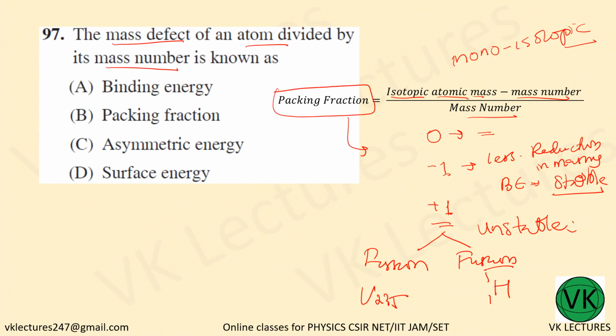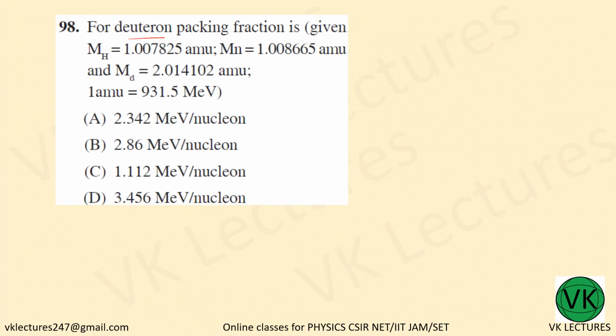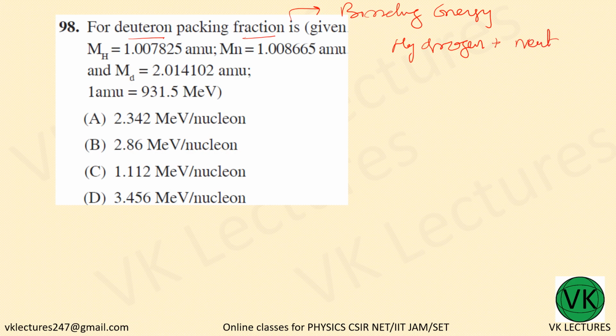Alright. So here our answer to this question is packing fraction: mass defect divided by the mass number. For deuteron, packing fraction is nothing but binding energy. This is what the question is. Now what is deuteron? Deuteron is nothing but hydrogen plus 1 neutron. You add a neutron to the hydrogen atom, you get deuteron.